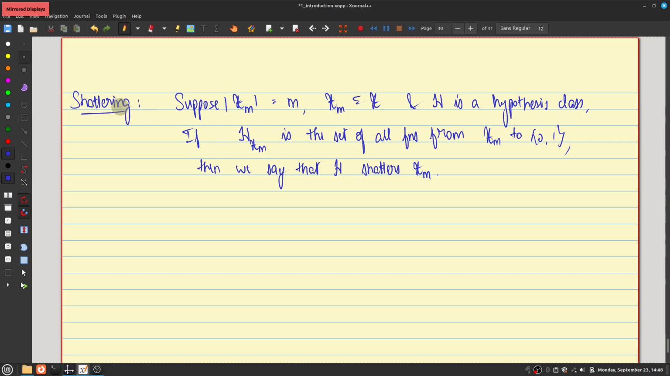All right. So H when restricted to xm is the set of all functions from xm to 0, 1. No, not necessarily. Not at all. There can be multiple hypothesis classes which shatter a given set. There can be multiple sets which get shattered by H.